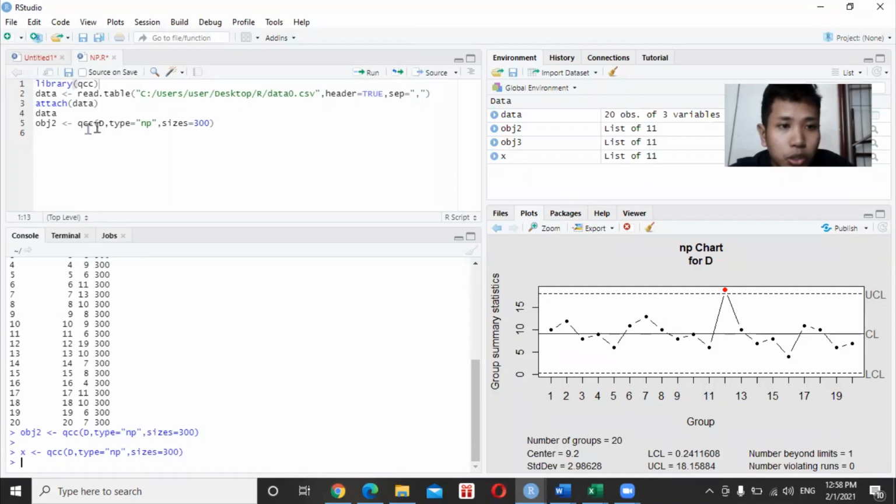Then do the qcc function with D, which is the number of dissatisfied customers. The type in this case is the NP chart with size of 300. That's all. You get the NP chart in the RStudio plots. So this is it. There are 20 samples, and what we have here is one out-of-control point.